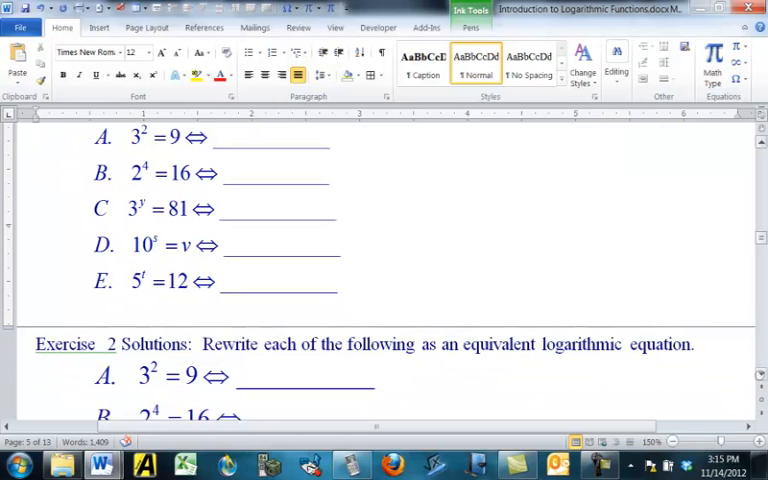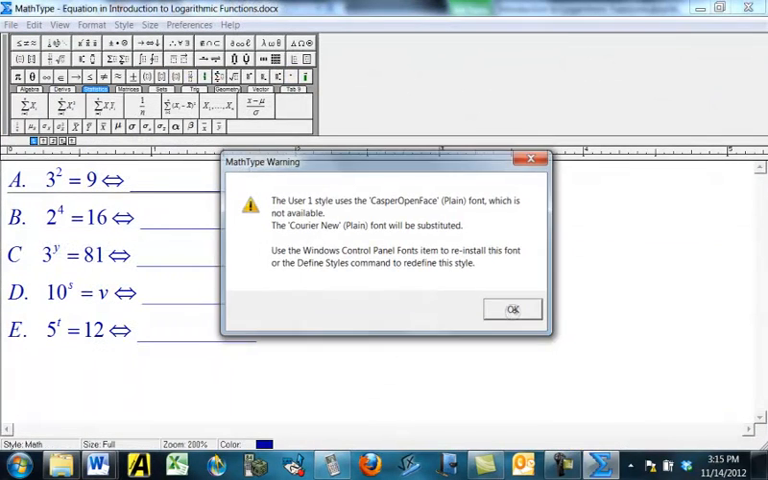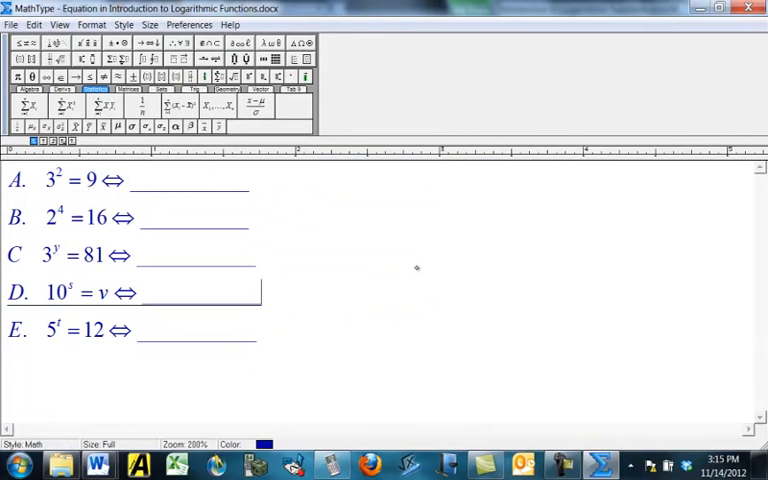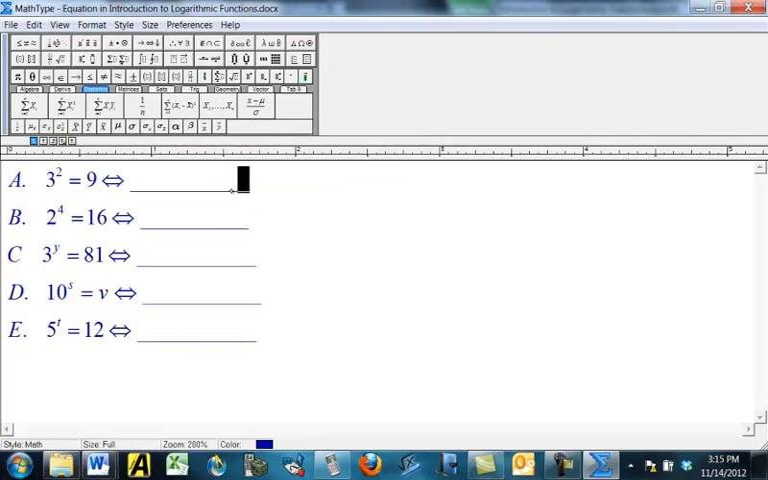Okay, now that you're back, hopefully you've done these, and let's see if we can go ahead and work these out. It's a pain. Okay, so I want to rewrite this. Let me get rid of these blanks. In each case I want to rewrite these as equivalent exponentials or logarithms.